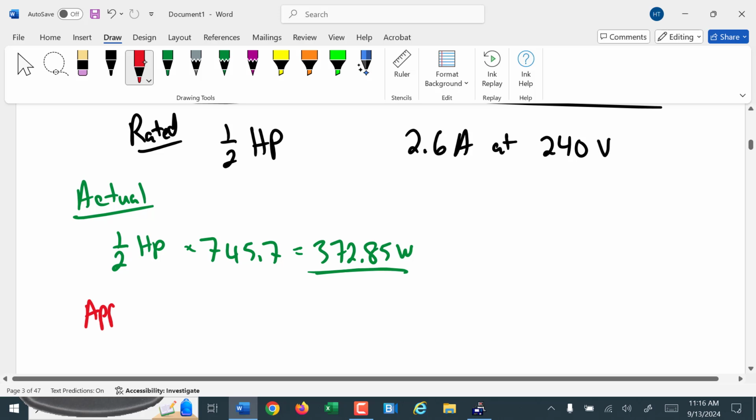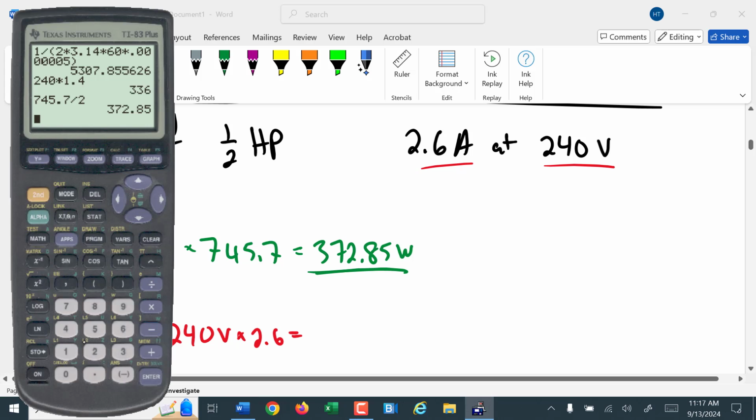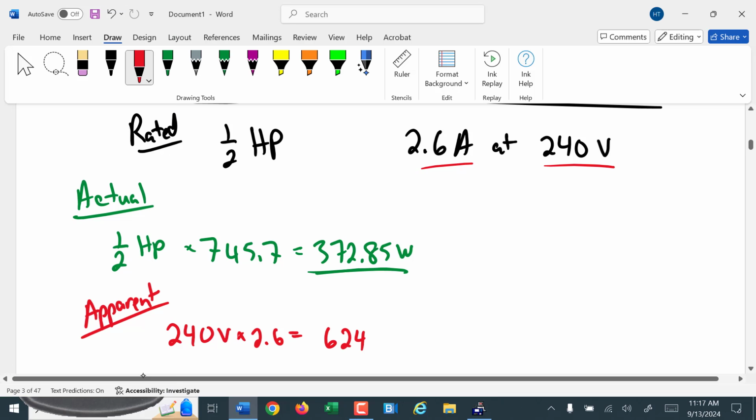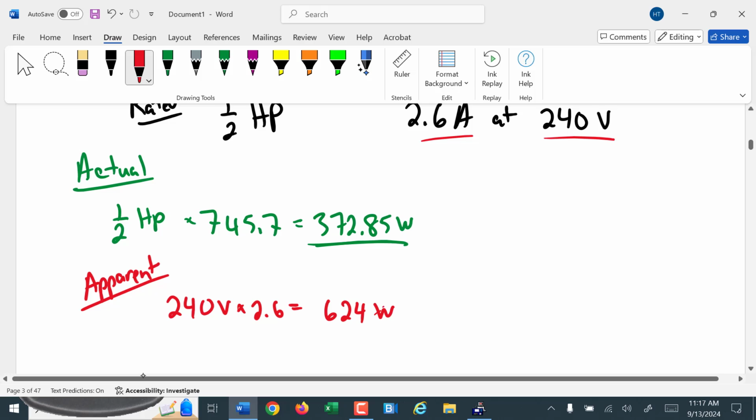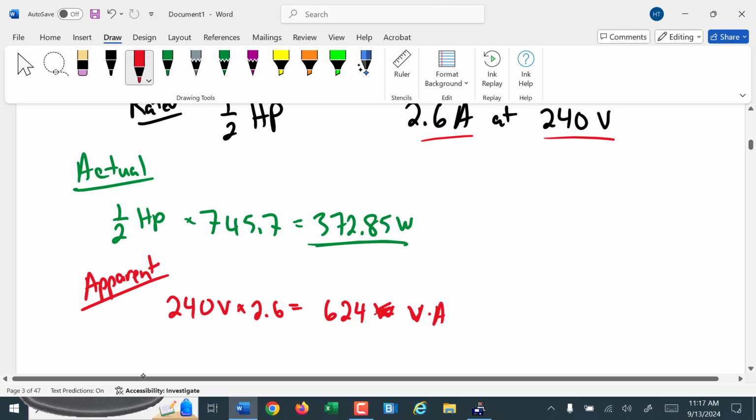The apparent power is again the voltage times the current for the rating. So 240 times 2.6 gives us 624 watts. Now I should be careful. Technically, they usually don't rate this in watts. They rate it in volt amps. A voltage times an amp is a watt, but in certain situations, like in transformers, they keep it as volt amps because it's not truly dissipating or using that power. It's just a rating.